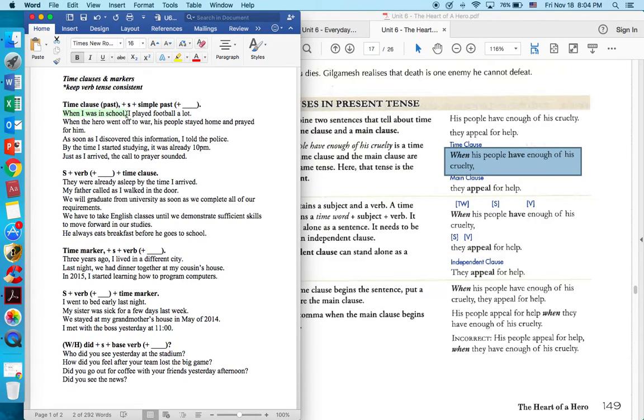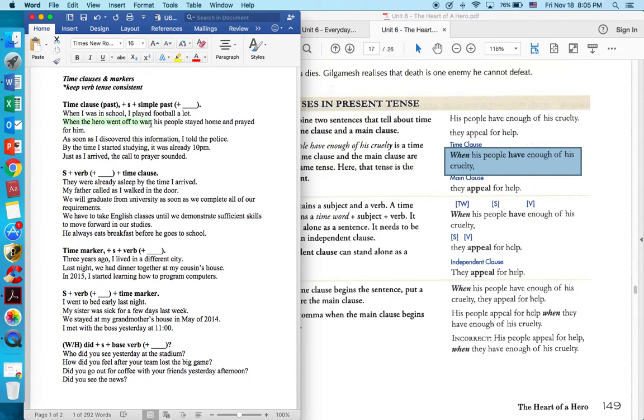So when I was in school, we're talking about the past. When I was in school, we know that it's the past tense because was is the past. So the second verb, I played football a lot, is also going to be in the past tense. If we take off when, then that first clause, then we have a complete sentence. I was in school. So this idea that we have a dependent and an independent clause is created by one word here, when, or some sort of time indicator.